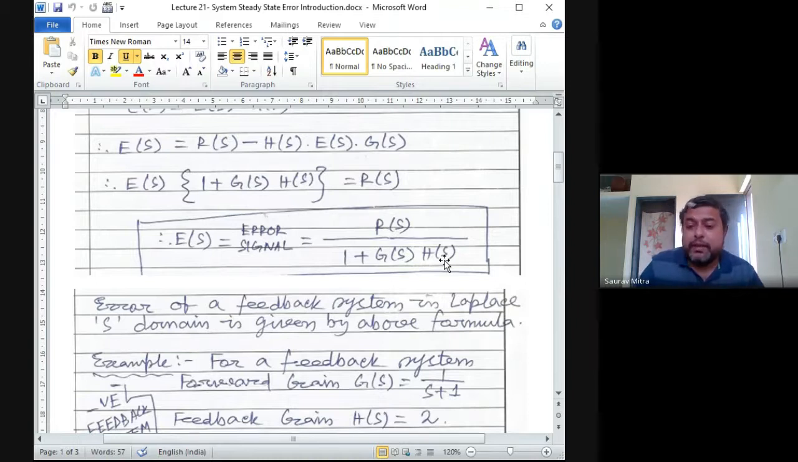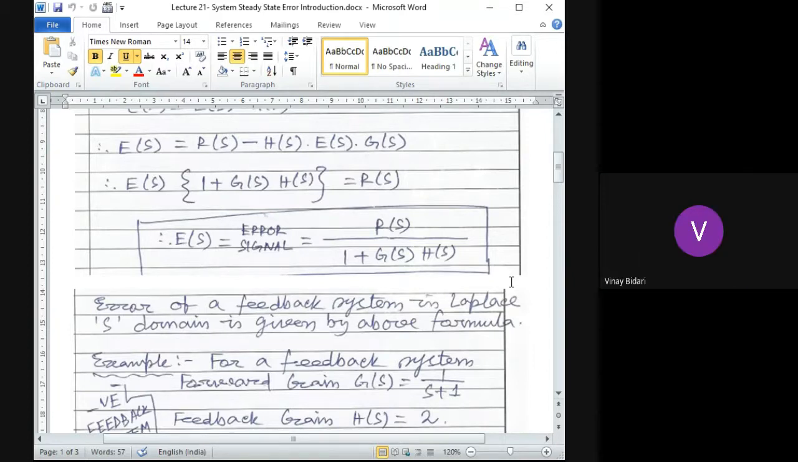And one very important thing: G(s) into H(s), what is that called? G(s) into H(s) is called the open loop transfer function. This is also a very important thing to remember. So error E(s) is equal to input divided by 1 plus OLTF. This is a formula you have to remember: error in Laplace domain is equal to input, that is R(s), divided by 1 plus OLTF. OLTF full form is open loop transfer function, that is nothing but the multiplication of forward path gain into feedback gain. So is this formula okay? E(s) is equal to input by 1 plus OLTF. Yes, sir. No doubt, right?